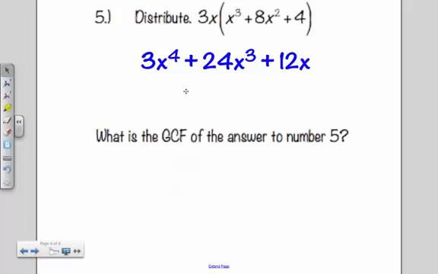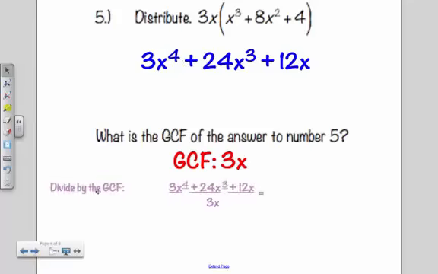Looking at all three of these exponents, it's clear that my lowest exponent is x to the first, making my GCF 3x. Now here's something very interesting that I want you to do. Just like we did before, I want you to divide all of the terms, all of these blue terms, by the GCF of 3x and see what you get.